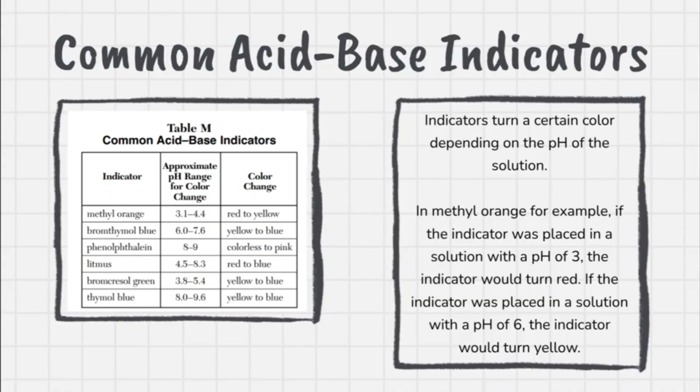But if the indicator was placed in a solution with a pH of 6, the indicator would turn yellow because it's above the range of 4.4.